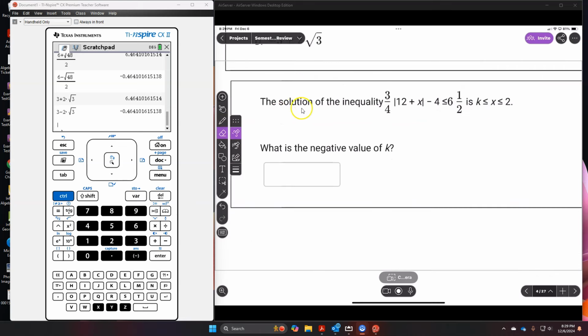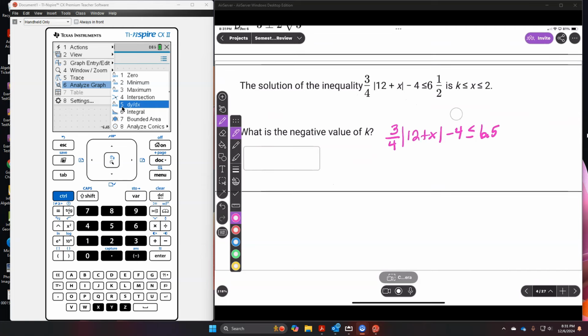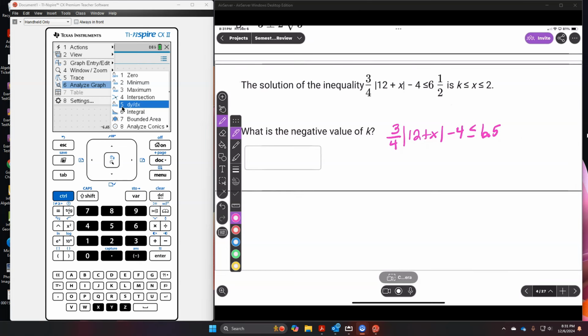The solution of the inequality is this, right? What is the negative value of k? So what I recommend that you do is, let's go ahead and write this down. We have 3 over 4, the absolute value of 12 plus x minus 4 is less than or equal to 6.5. Remember how I taught you, you have to address everything that's outside the absolute value. So you're going to add 4 to both sides.